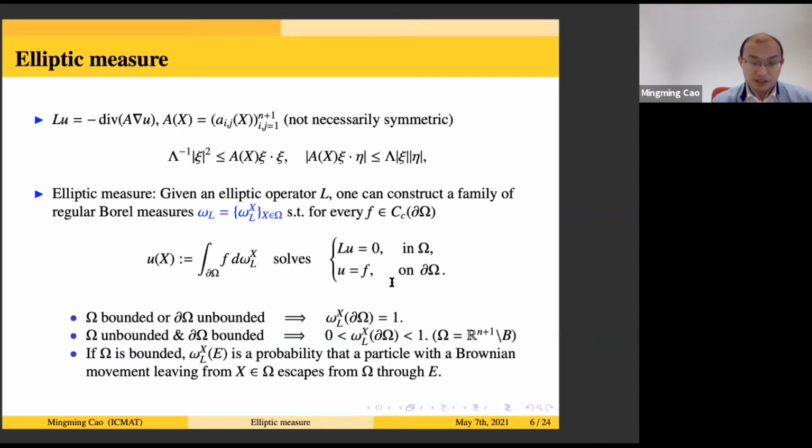We mention that if the boundary is Wiener regular, then the solution is continuous up to the boundary. Also, if omega is bounded or the boundary is unbounded, then the elliptic measure is a probability. And if omega is unbounded and the boundary is bounded, the elliptic measure is not a probability. For example, we can consider omega as the complement of a ball. Then omega is unbounded, but the boundary is bounded.